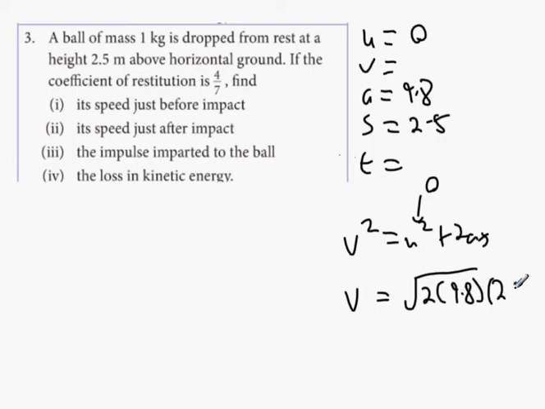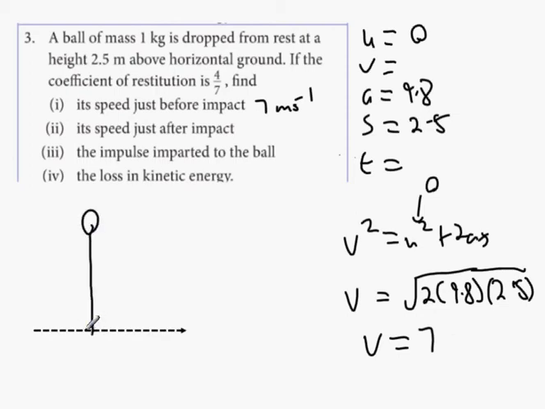Anybody tell me? I'm going with 7. Anybody tell me for sure? Genius. Now, speed just before impact is 7 meters per second. It hits the ground, so it comes down, hits the ground, and it's on its way back up again. Anybody tell me its speed as it leaves the ground?